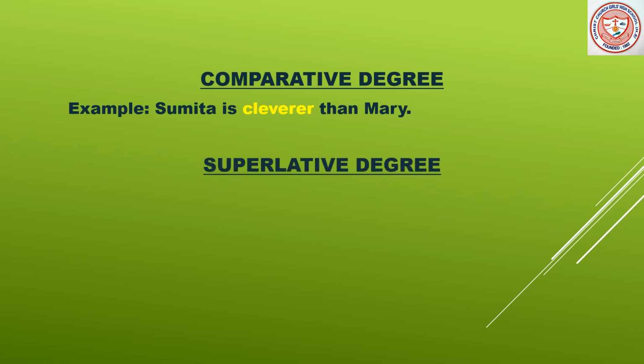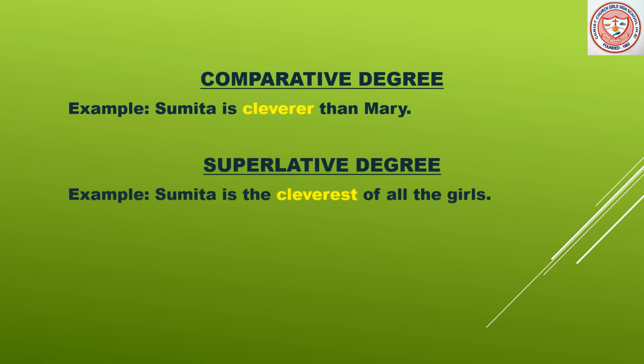Next degree, that is superlative degree. So what is superlative degree? The superlative degree of an adjective denotes the highest degree of quality and is used when more than two things or sets of things are compared. So what is the example over here? The example is Shumita is the cleverest of all the girls. Here, the word cleverest has been used to denote the comparison among all the girls. So, cleverest will be considered as a superlative degree.